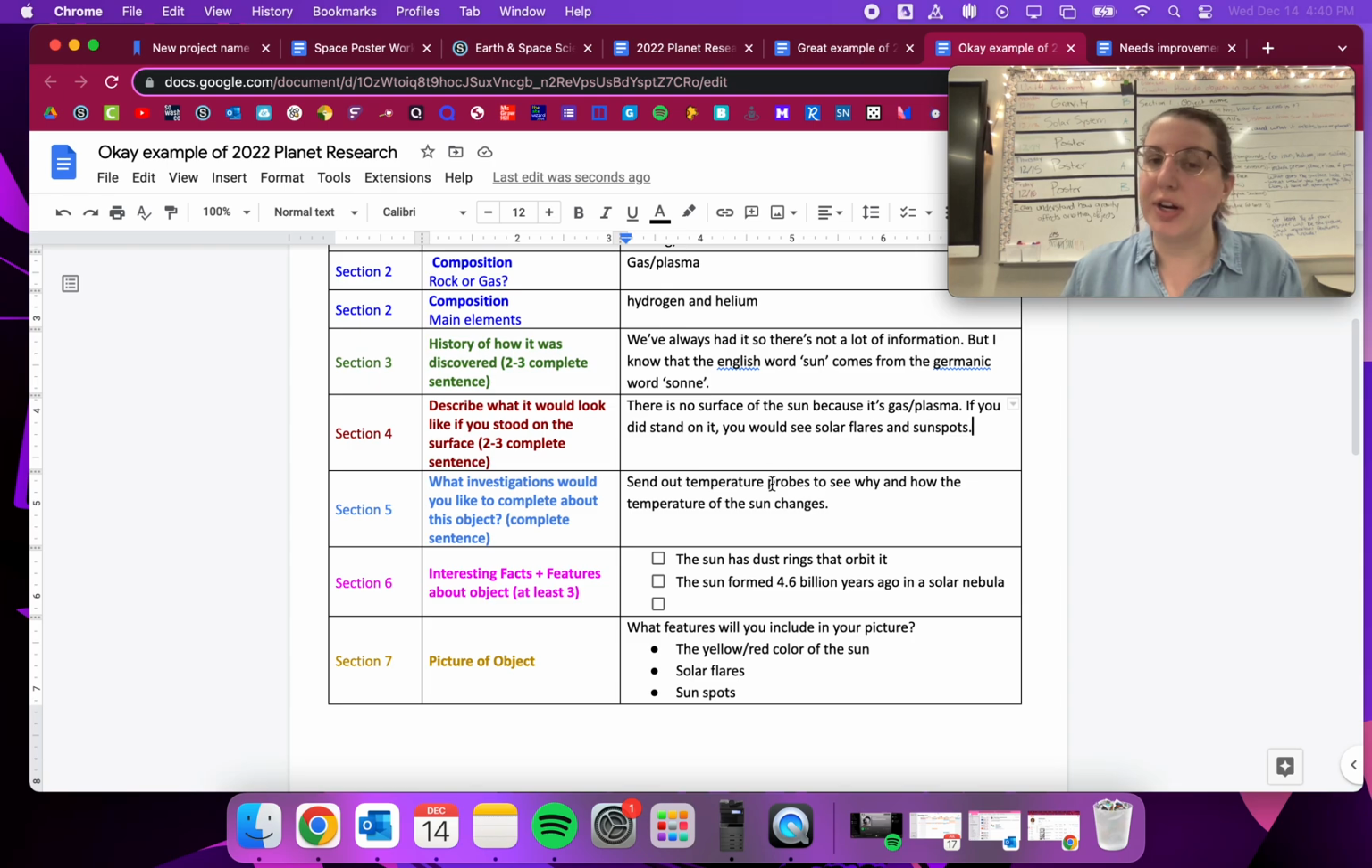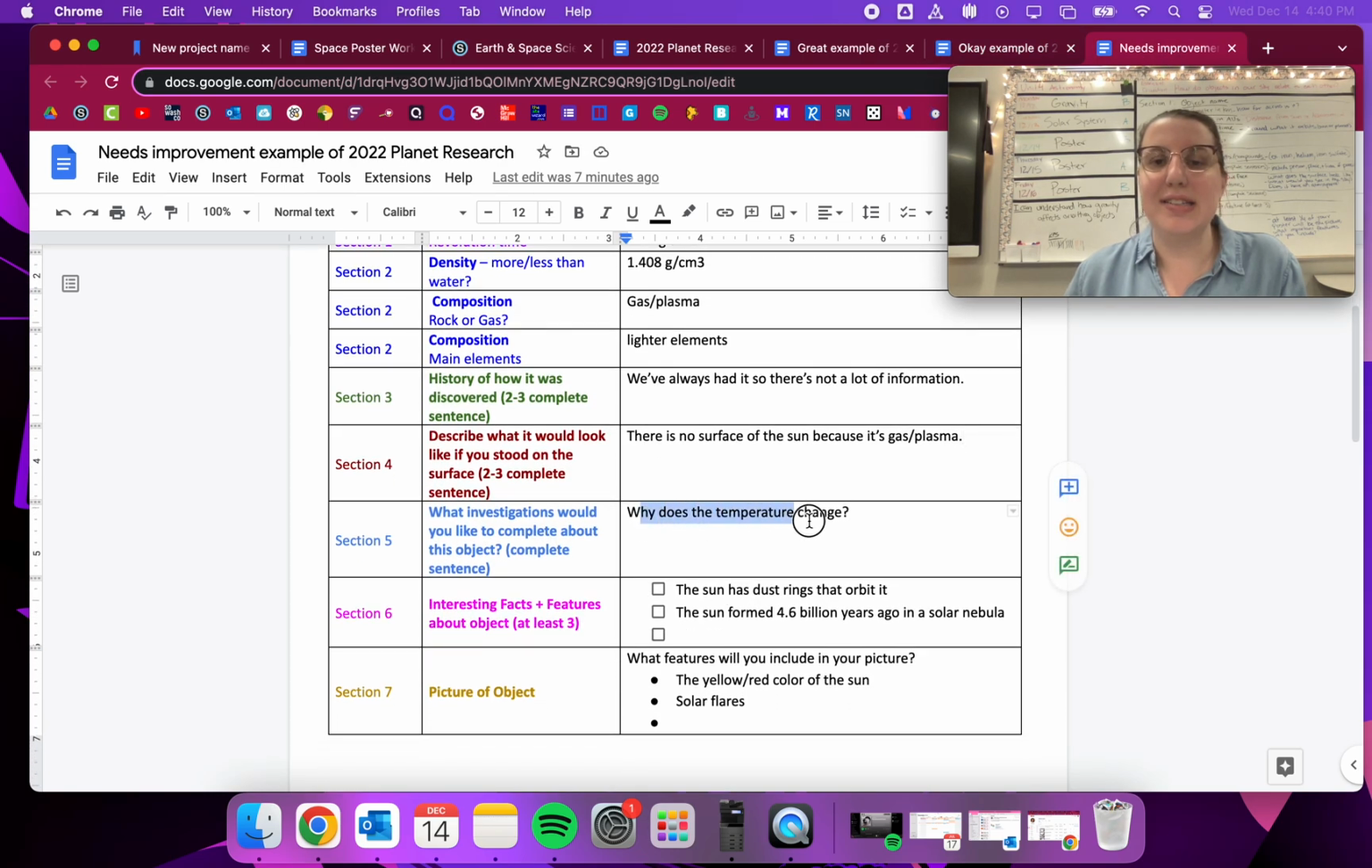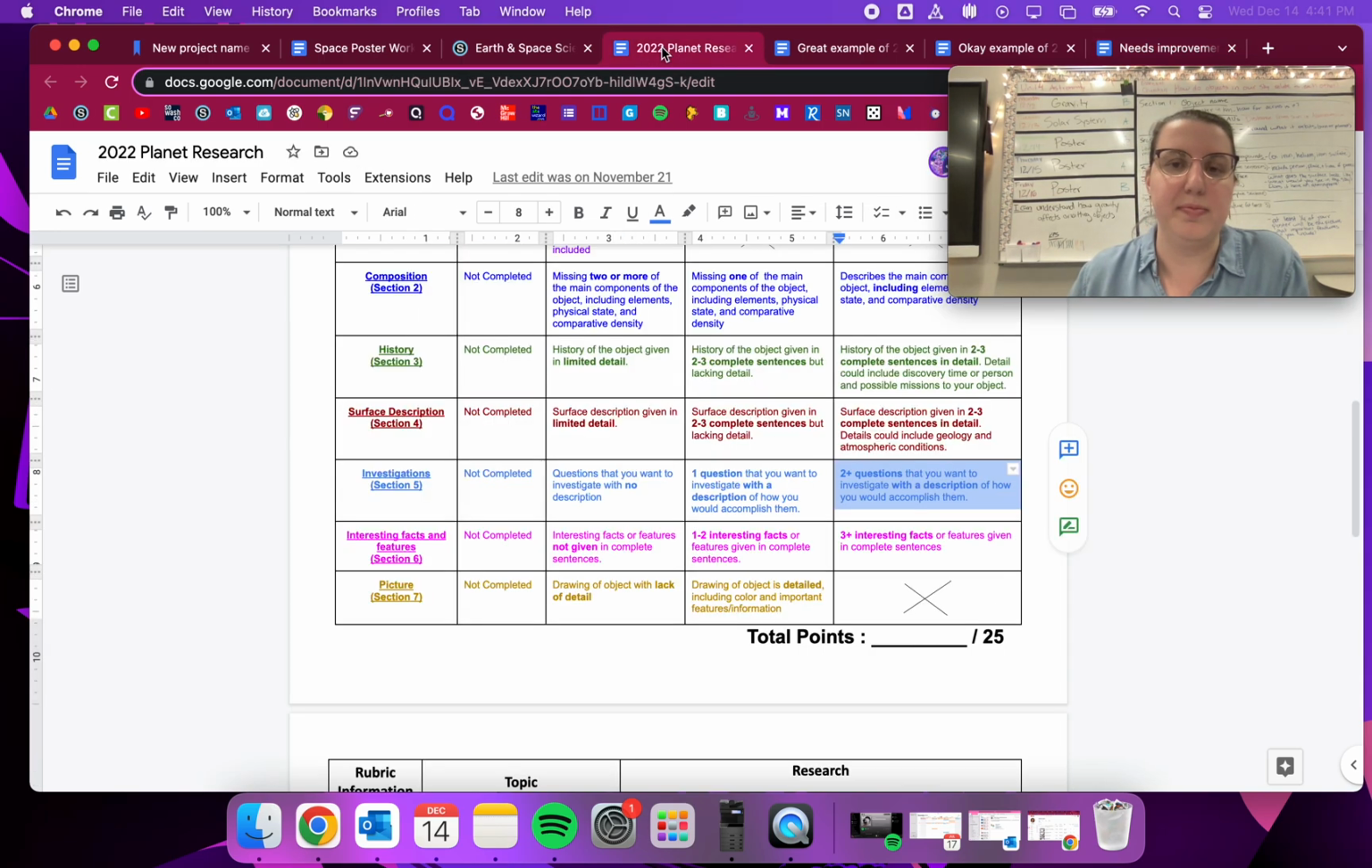You told me how you're going to do it, but I need 2+, and also this is not a complete sentence. To start with, send out temperature probes. That's more of a command rather than a sentence. And then needs improvement: why does the temperature change? But you don't tell me how you're going to do anything about it, and you only have one thing.